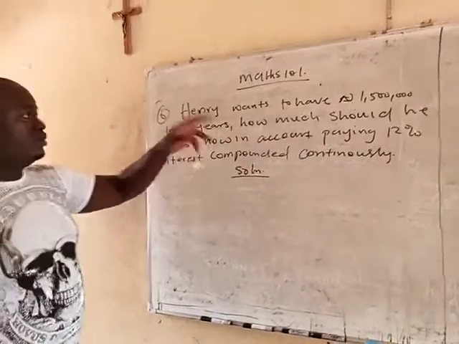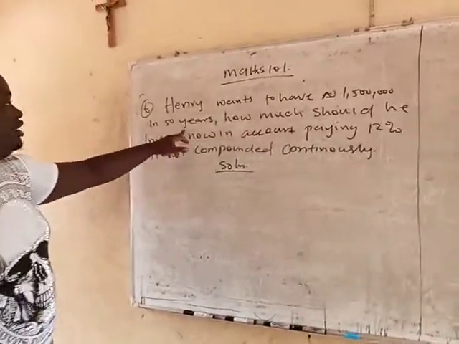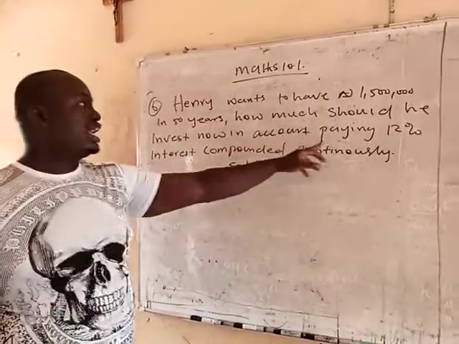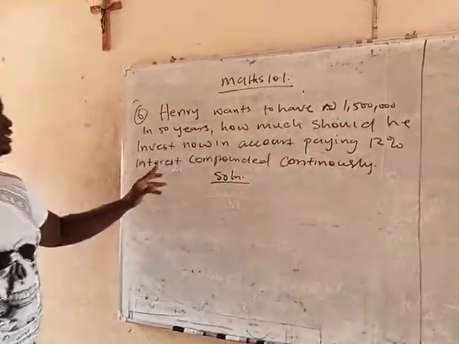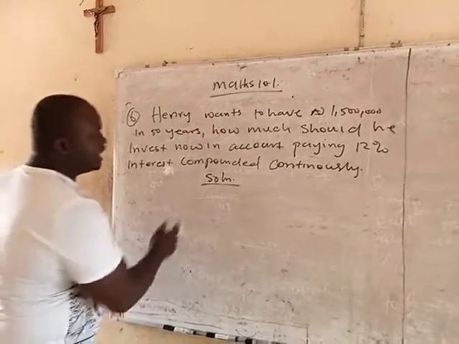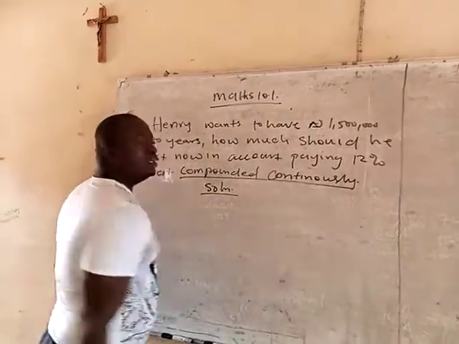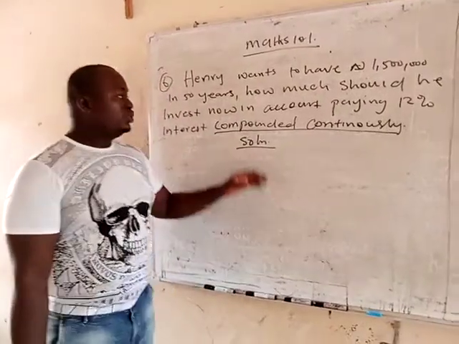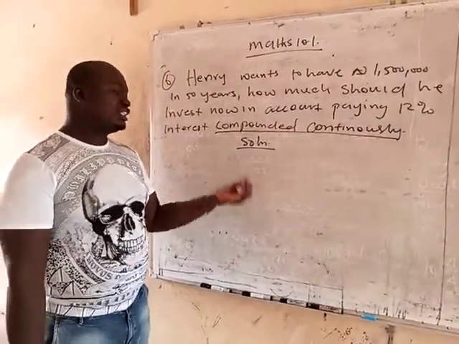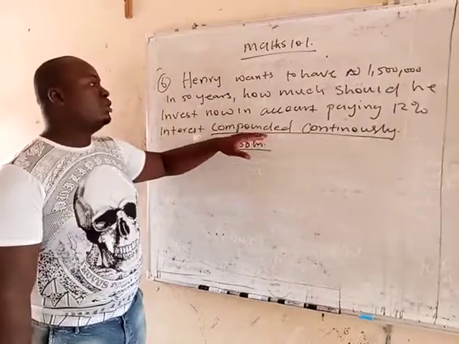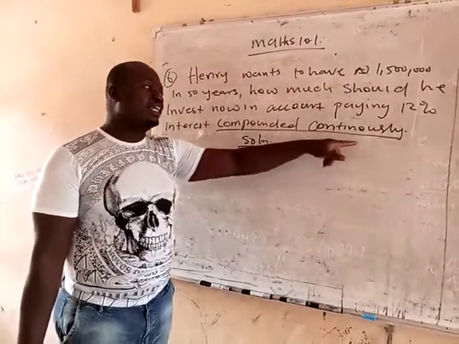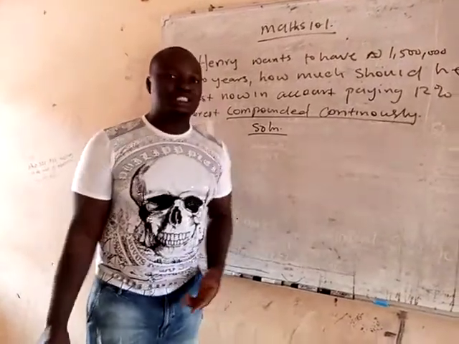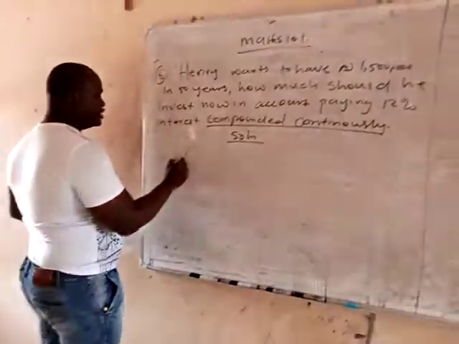Henry wants to have 1,550,000 years. How much should he invest now in account paying 12% interest compounded continuously? In this course, since from the beginning of this course, you could see that the key to all this simple compound interest is what? Bringing out and noting your word, the key word. You could see that we have word, compounded word, continuously. So the formula I'm going to use is what?